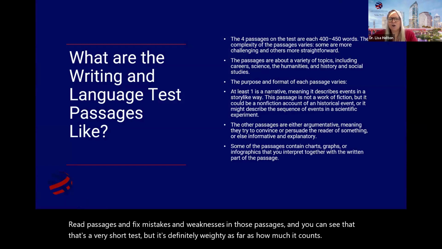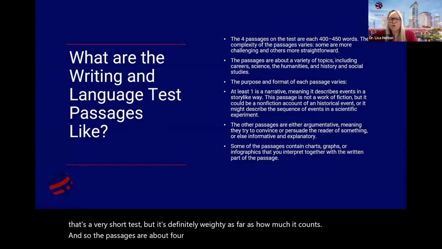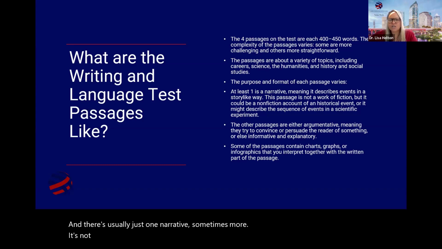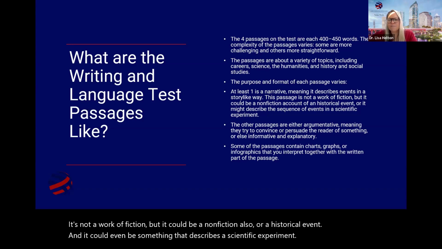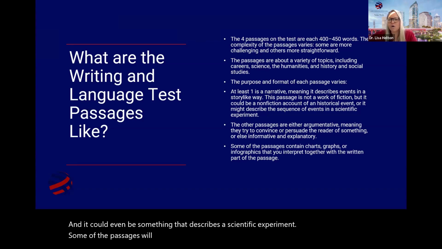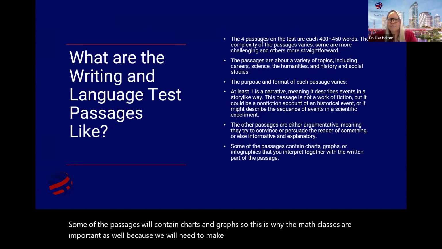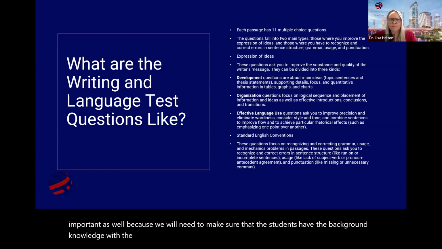The passages are about 400 to 450 words, and they vary in complexity. There's usually just one narrative, sometimes more. It's not a work of fiction, but it could be nonfiction, or a historical event, or even something that describes a scientific experiment. Some of the passages will contain charts and graphs. This is why the math classes are important as well, because we need to make sure that the students have the background knowledge in math and sciences as well.